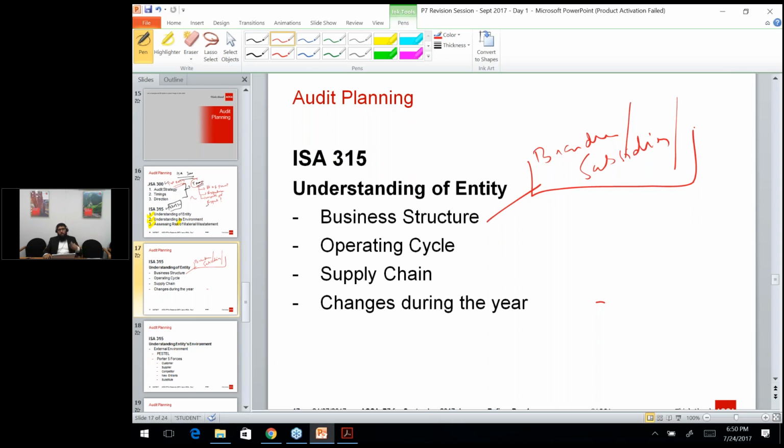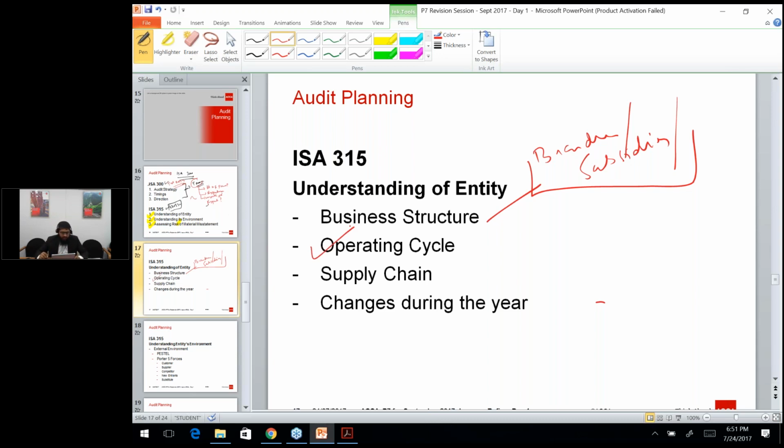The second thing is the overall operating cycle, that is, where do they buy material from, whom do they sell it to, what exactly are the key components, what exactly are the key resources they need for their specific business. So you need to understand the entire operating cycle, how the business operates.